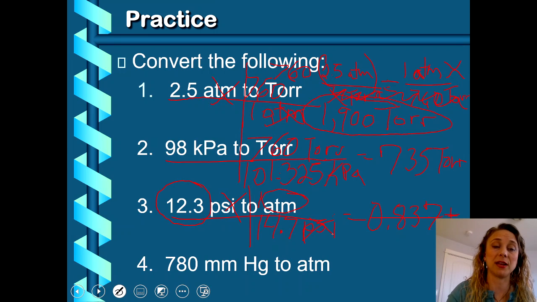Okay, so the 780 millimeters of mercury to ATMs. One ATM is 760 millimeters of mercury.